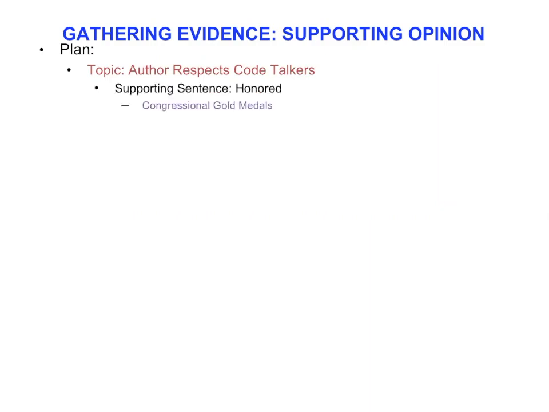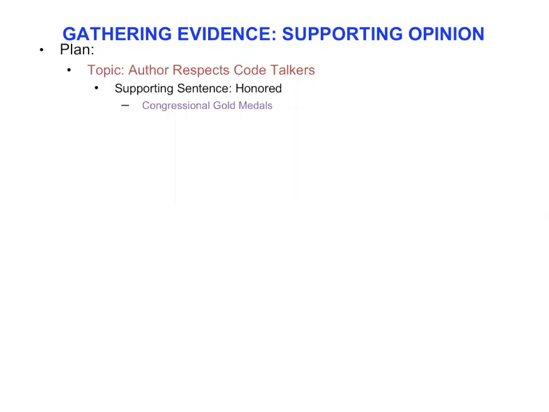So after I took some notes, I wanted to organize them into a plan. Organizing in this way will help me write a cohesive paragraph, and cohesive means that the ideas I'm writing about will be connected in a logical way. So first, I want to have a topic sentence for my paragraph. And I thought maybe something along the lines of the author respects code talkers. I then want to support that with the idea that they were honored.